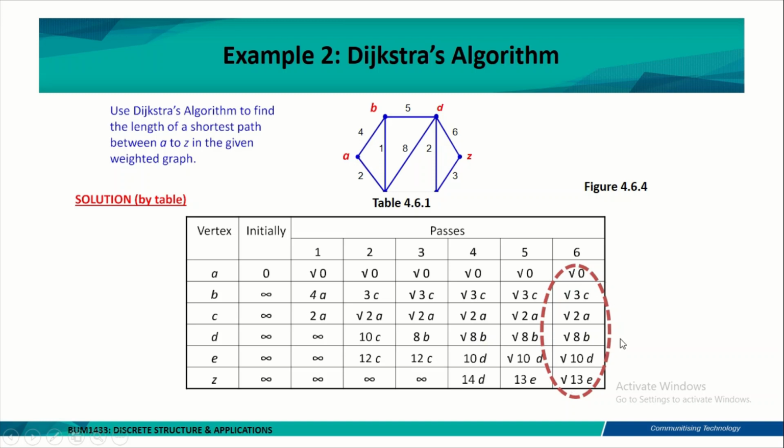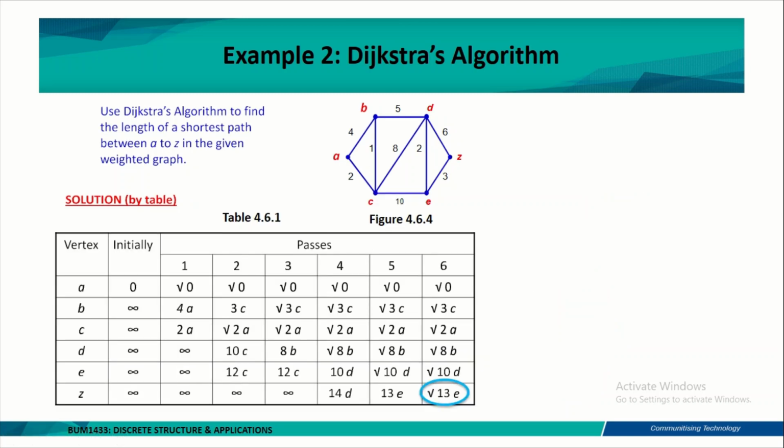Alright, so how do we read the path? From here we can see that Z is 13E, so we have E here, which means we need to see the tick at E. At E we have the tick 10D, so it means we need to move to D, and then B, and C, and the last one is A. So the path we read is A, C, B, D, E, Z.